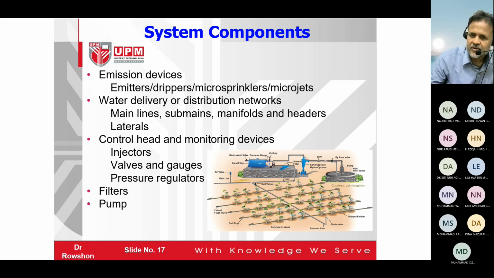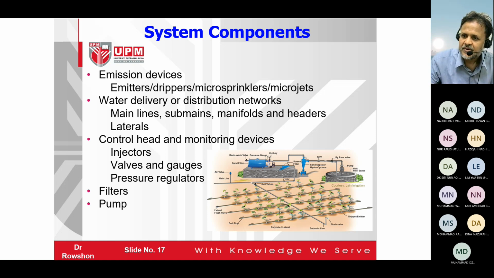If you don't have one, no problem. Water will come and enter directly. But if you want to control it, you can put the control valve here. Otherwise, you just put one control here only. Once you open it, water will enter everywhere like this. So this is called the lateral. This is called the main, and this one is called the manifold.